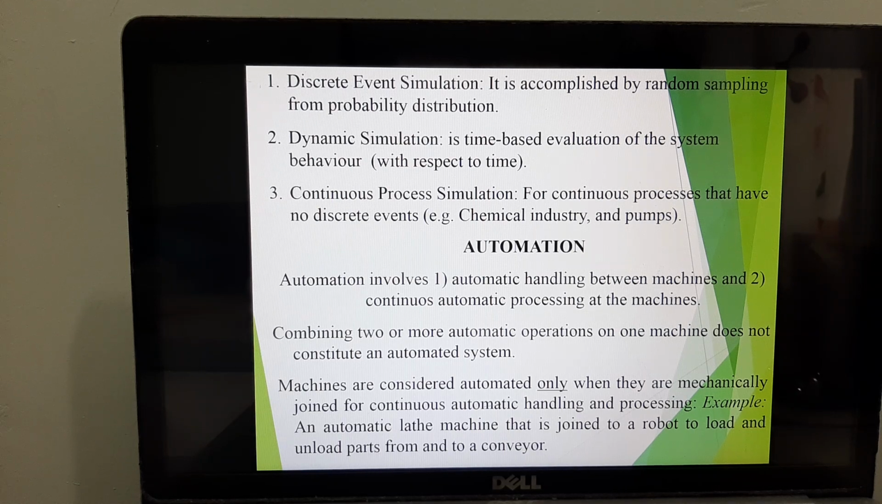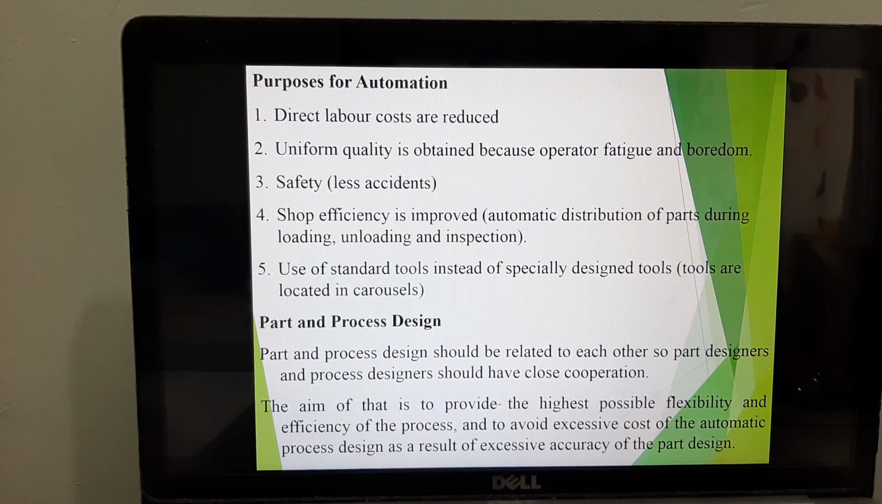So you only consider a system automated when the machines are mechanically joined for continuous automatic handling and processing. Example, an automatic lathe machine that is joined to a robot to load and unload parts from and to a conveyor. The moment human intervention is present, then it's not considered automated anymore.